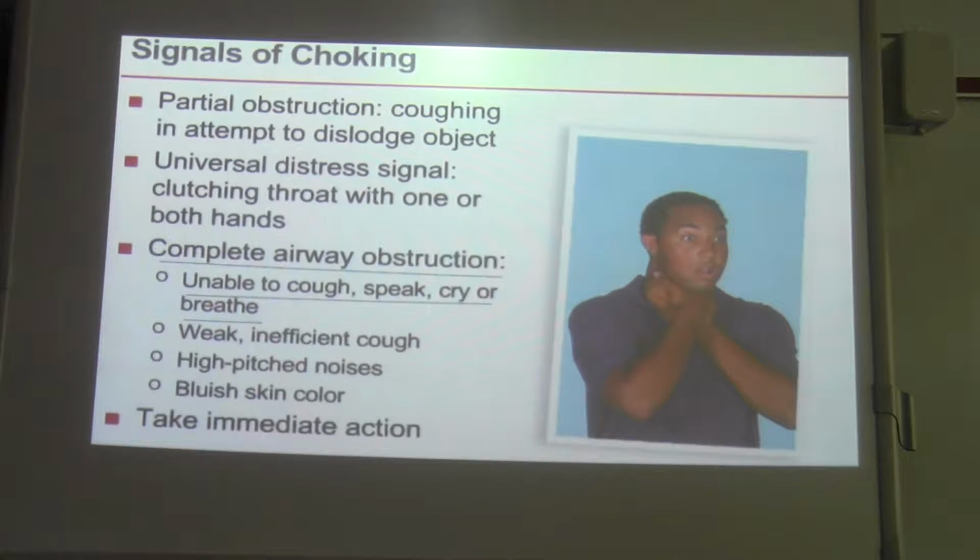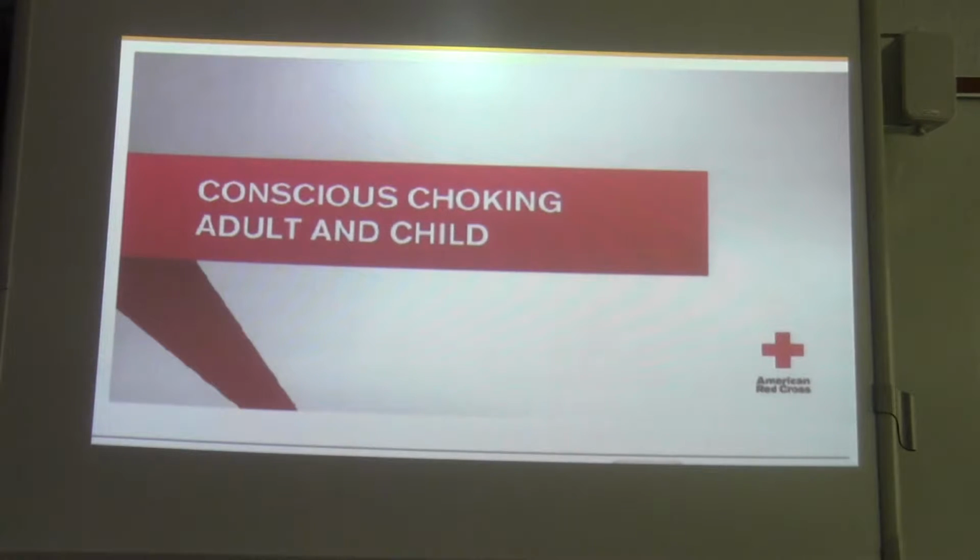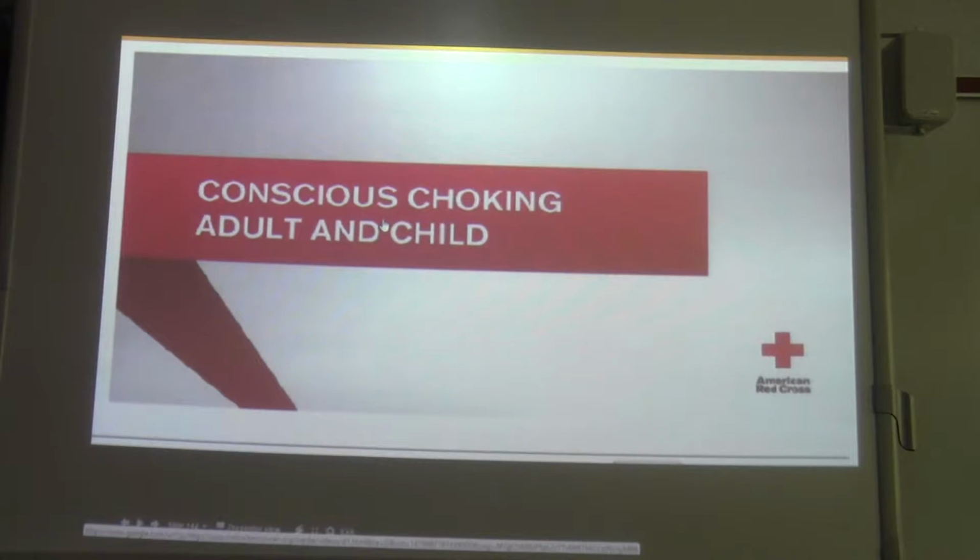All right? Other signs of a completely obstructed airway: skin changing color and temperature, and a high-pitched noise as they try to breathe. They try to give off a cough, but it just doesn't work. So let's look at how to care for an adult or a child.